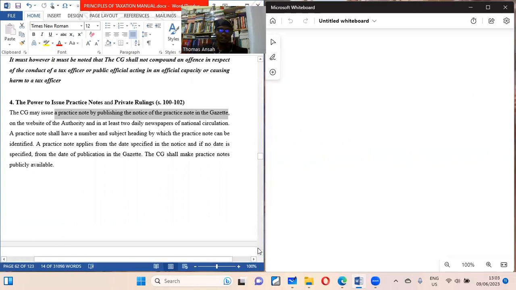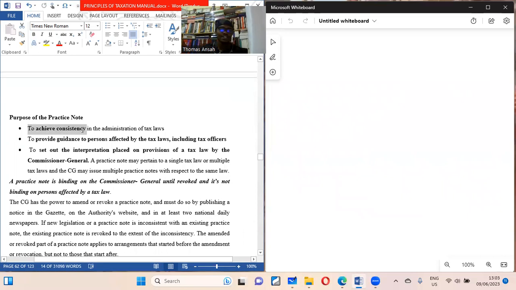The reason why he issues the practice note is to achieve consistency, because sometimes there are ambiguities in the tax law, and he sets out his opinion on it and the taxpayers can follow suit. Not only to achieve consistency, but also to provide guidance to people who are affected by the tax law, the revenue officers and also the taxpayers, and also to set out his interpretations of the provisions of the act, as I earlier pointed out.